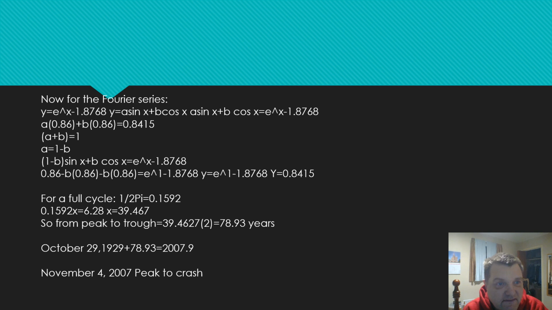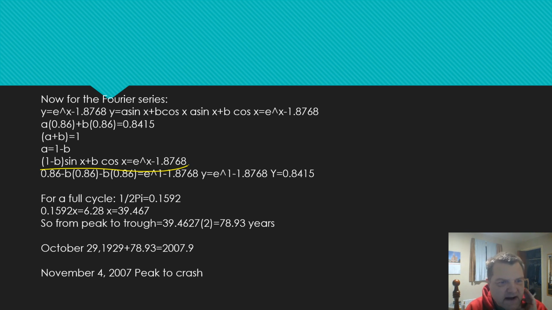Fourier series, we have y is equal to e to the power x minus 1.8768. Y is equal to a sine x plus b cos x. A sine x plus b cos x equals e to the x minus 1.8768. A times 0.86 plus b times 0.86 equals 0.8415. A plus b equals 1. A is equal to 1 minus b. So 1 minus b sine x plus b cos x is equal to e to the power 1.8768.